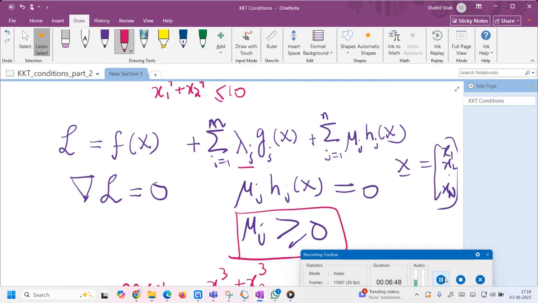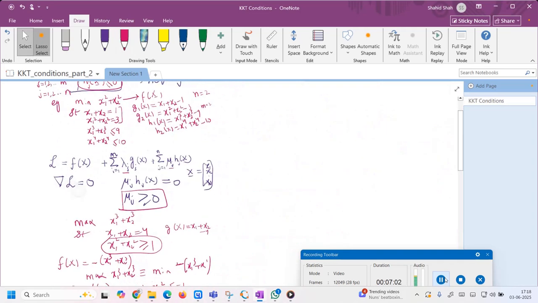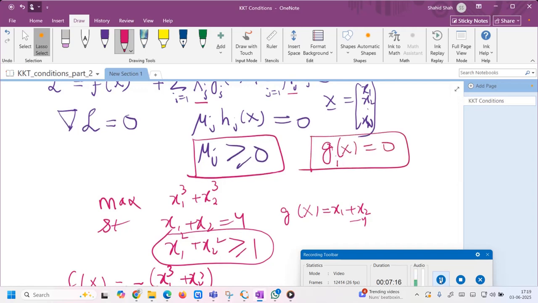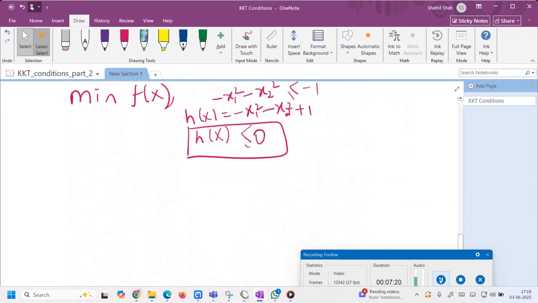For every inequality constraint, bring in a separate Lagrange multiplier mu. For 2, mu 1, mu 2. For 3, mu 1, mu 2, mu 3, so on and so forth. Form a Lagrangian. Take a greater than or equal to 0. Then, mu j h j equal to 0, and also this mu j greater than or equal to 0. And one of the equations will be, that is obviously g of x equal to 0. So this also you need to solve. Fine. So this is the brief overview of KKT conditions.